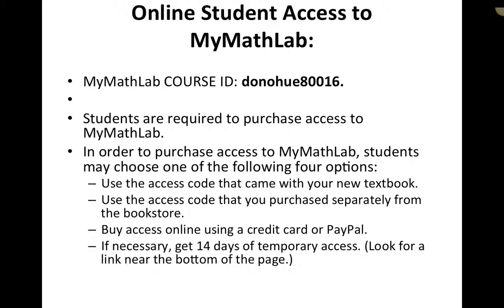You may purchase it one of four ways. If you bought a new textbook, the access code came with that. If you want to go to the bookstore and purchase an access code, you may do that. Or you may buy an access code directly online using a credit card or PayPal and save a little bit of money. If you don't have a way to pay for the access at this time, you can get 14 days of temporary access free. When you register, just look for the link near the bottom of the page.